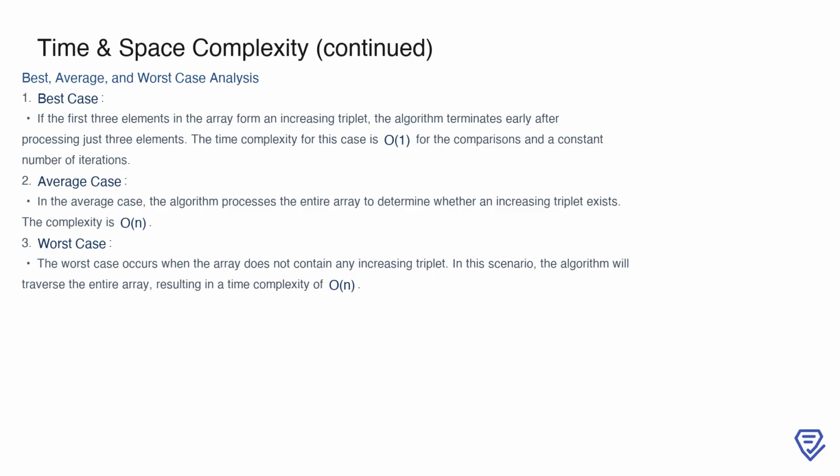For the average case, the algorithm inspects all elements of the array before determining whether an increasing triplet exists. This results in a time complexity of O(n). In the worst case, the array does not contain any increasing triplet, requiring the algorithm to traverse the entire array. Even in this scenario, the time complexity remains O(n), as each element is processed exactly once. Across all these cases, the algorithm consistently exhibits efficient performance within its defined complexity bounds.